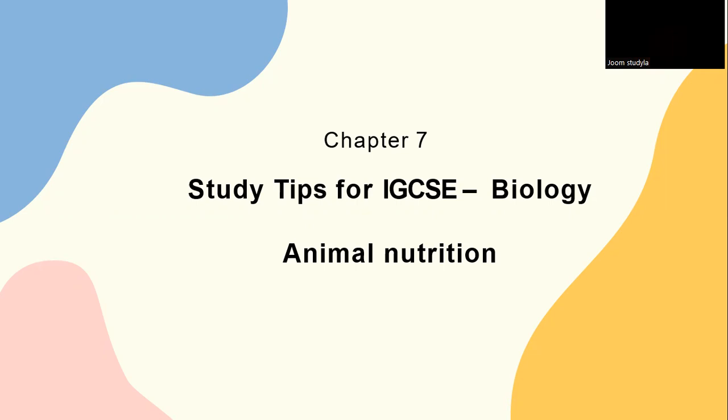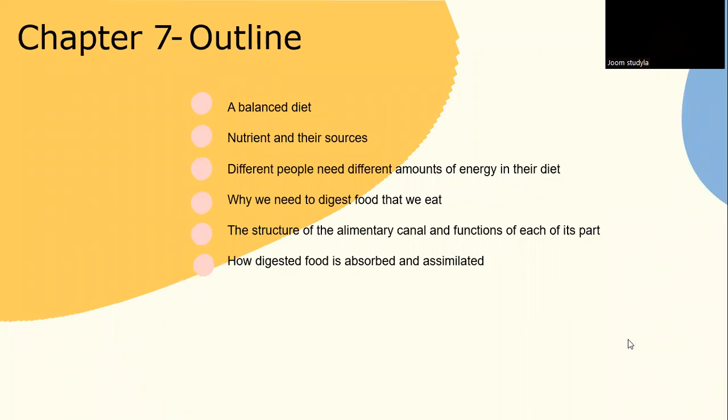So, without further delay, let's begin. In this chapter, you will find out about a balanced diet, nutrients and their sources. Different people need different amounts of energy in their diet. Why we need to digest the food that we eat, the structure of the alimentary canal and the functions of each of its parts, and how digested food is absorbed and assimilated.